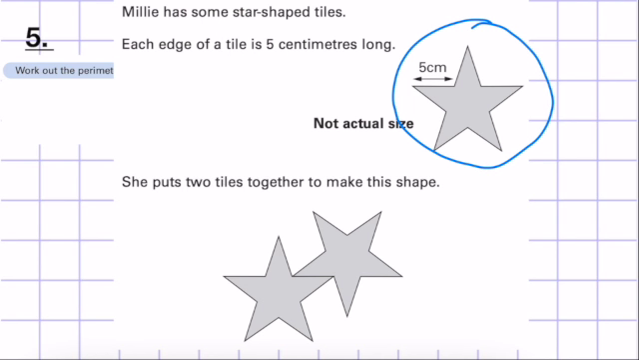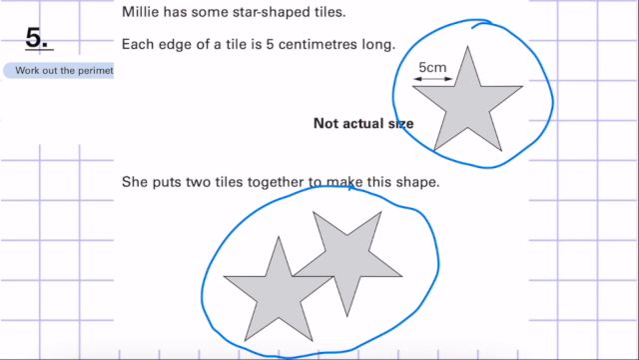Now, we're not going to work out the perimeter of one star. We're actually going to work out the perimeter of what happens when she puts 2 stars together. So, if we know the side of one star is 5 centimetres, what is the perimeter of these 2? Pause the video and then come back to me.